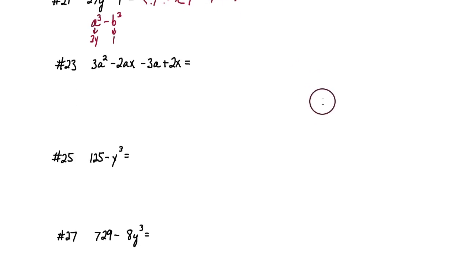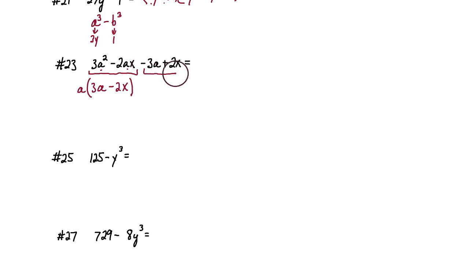Number 23 has 4 terms, so I'm going to think about doing grouping. In the first binomial, there's a common factor of a. Let's write that down. That's the GCF, followed by a set of parentheses. A times 3a makes 3a squared. A times negative 2x makes negative 2ax.